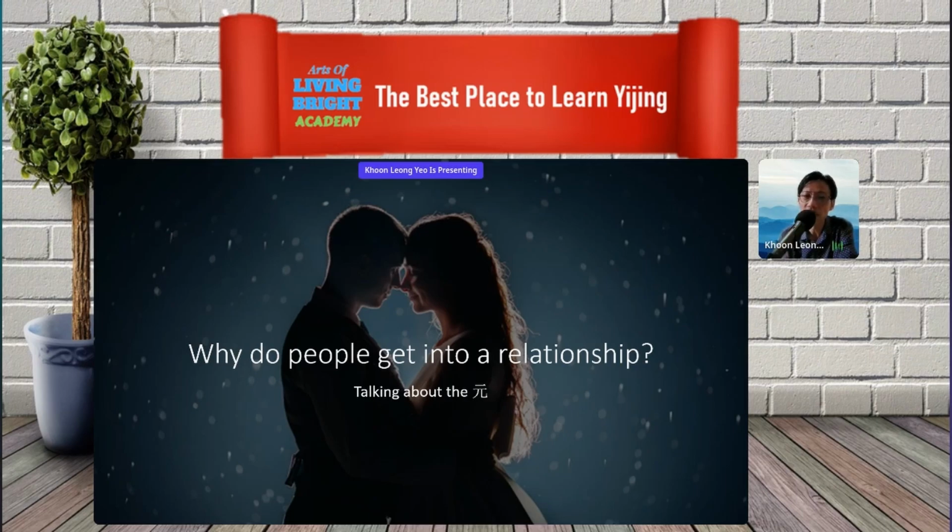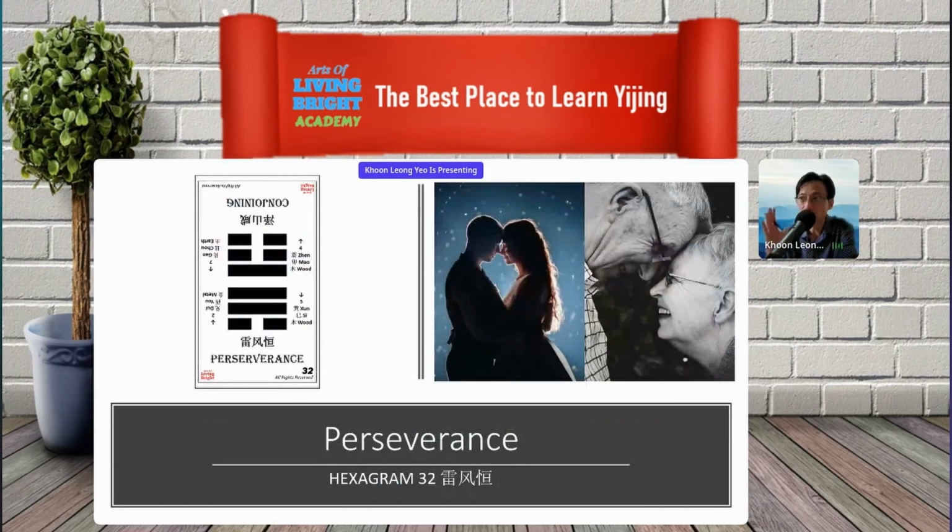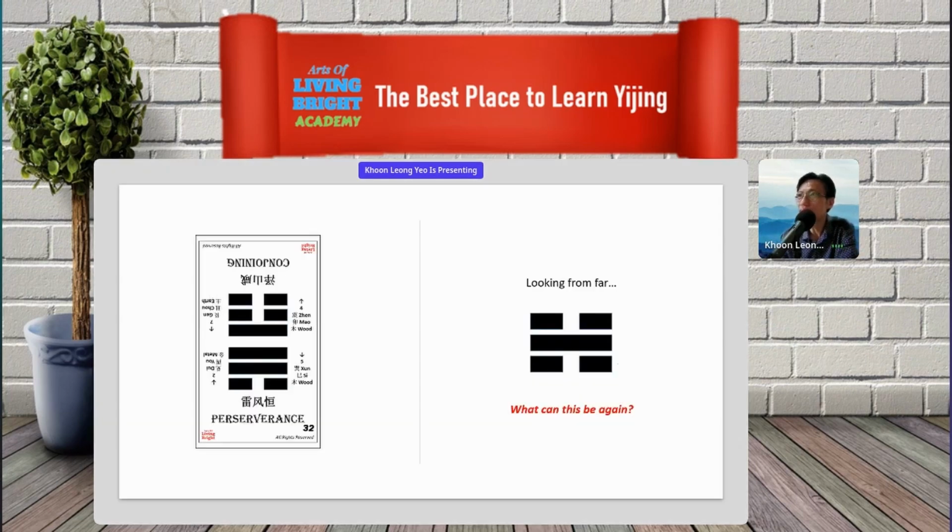So let's talk about why people get into a relationship. It's the yuan, the intention, meaning the why. Based on conservative thinking, look at the next hexagram, 32, 雷风恒, perseverance. In short, it also means 白头偕老, 天长地久, perseverance, 恒.